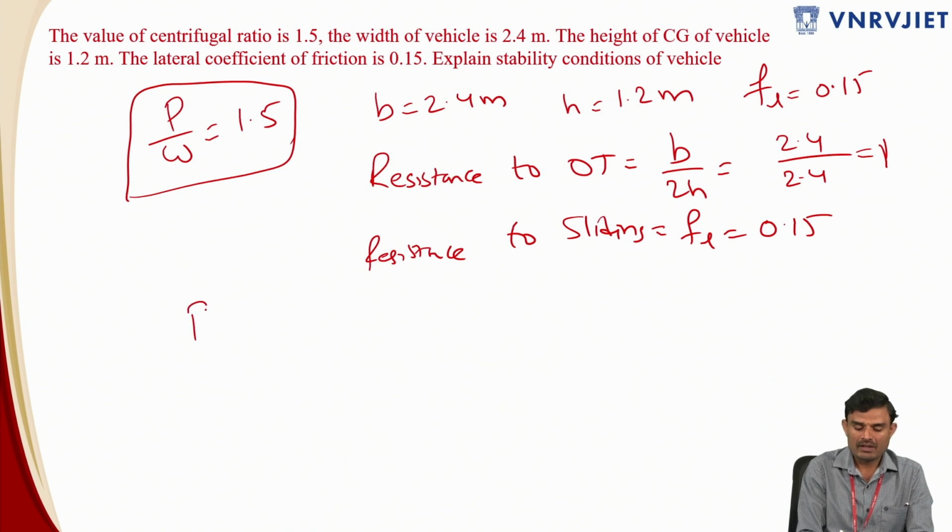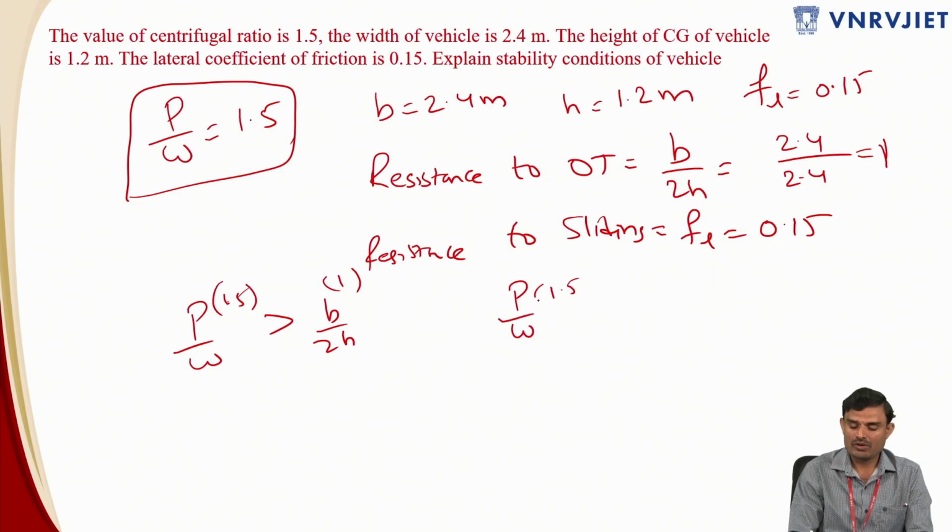Now we have to compare between P by W and B by 2H. So P by W is 1.5 over here, and B by 2H is 1. So P by W is greater than B by 2H, and the second condition is P by W, again 1.5, which is greater than FL, which is 0.15. So the centrifugal ratio is higher when compared to the resistance to sliding, and it is again higher when compared to the resistance to overturning. So the condition is that both are going to happen. So both occur.